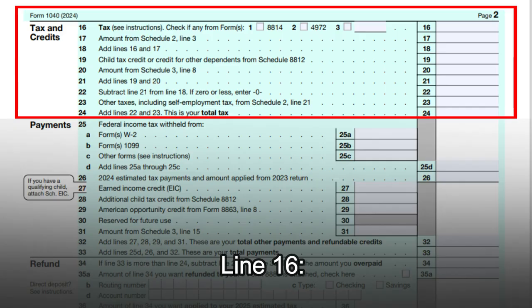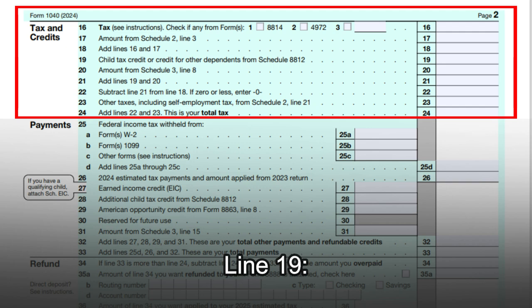Line 16. This is where you enter your total tax amount, which may come from various forms like Form 8814, Parents' Election to Report Child's Interest and Dividends, Form 4972, Tax on Lump Sum Distributions, or others. Line 17. This is the amount from Schedule 2, Line 3, which includes additional taxes such as the Alternative Minimum Tax, AMT, or other taxes. Line 18. Add lines 16 and 17 together to get your total tax before credits and other adjustments.